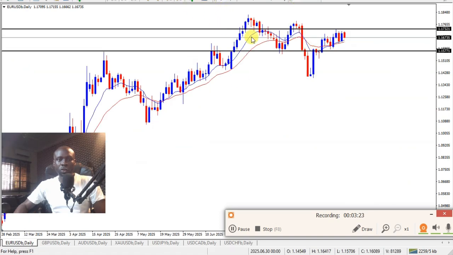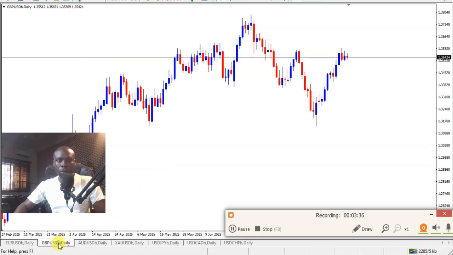So based on our daily structure, we have to wait for price to break our inner structure low. Then we expect a retest before we look for any possible selling opportunity for EURUSD. So let's look at our next pair, which is the GBPUSD. GBPUSD on my daily chart still has a downtrend structure.